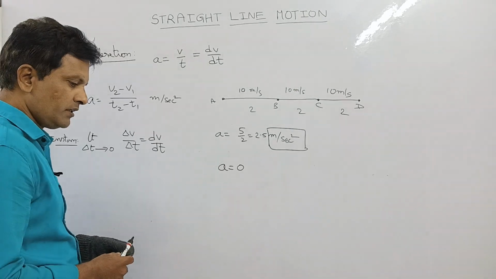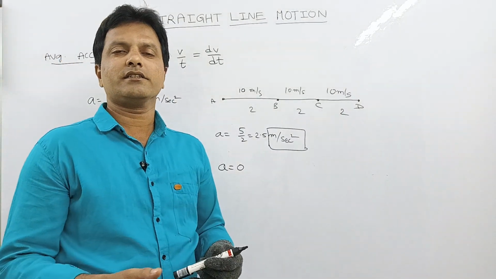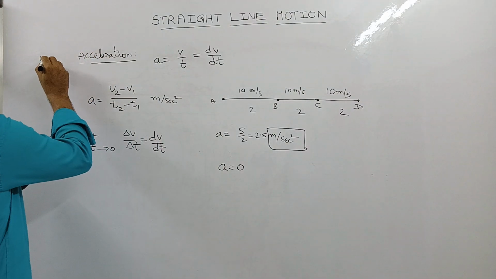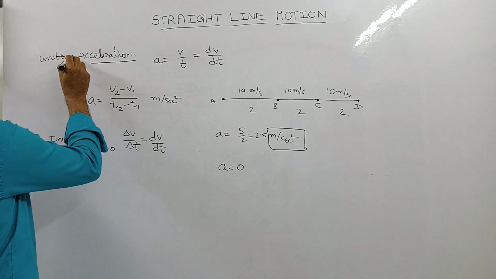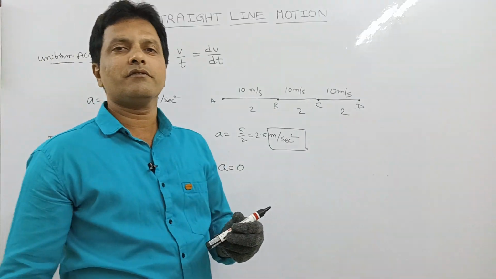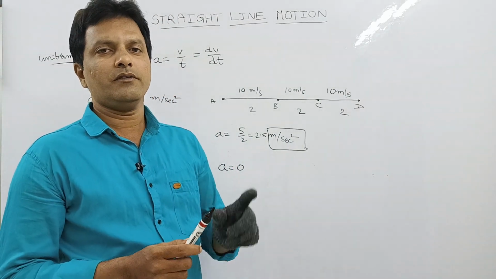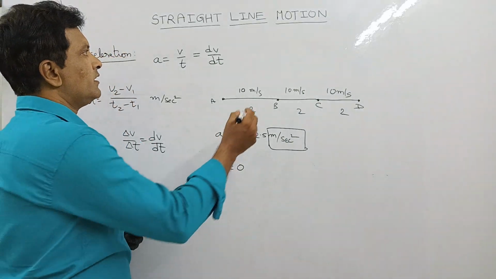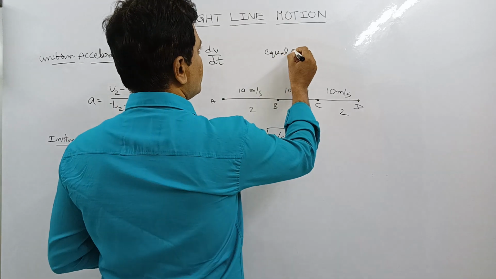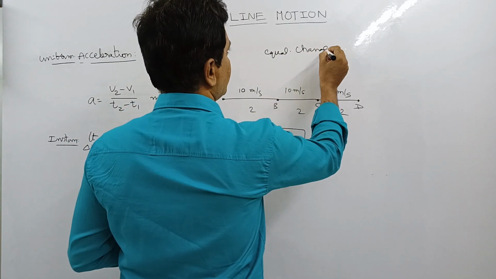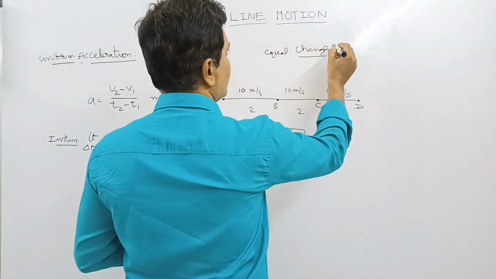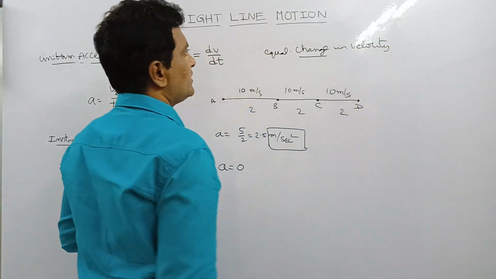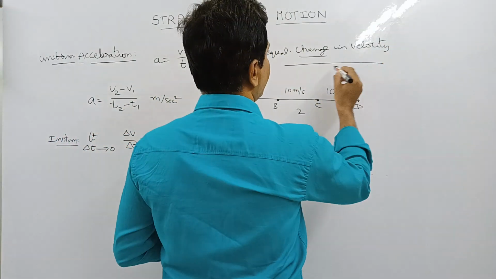Okay. Then uniform acceleration, the next definition. Uniform acceleration means the object is moving with equal changes of velocity in equal intervals of time. When an object is moving with equal changes in velocity, change is the important word. Change in velocity, not velocity. Here, equal changes in velocity in equal intervals of time.